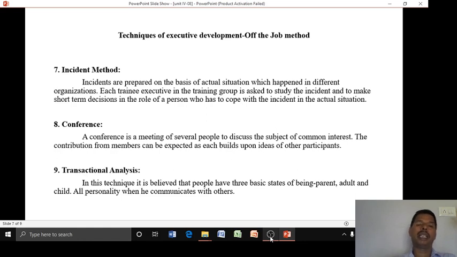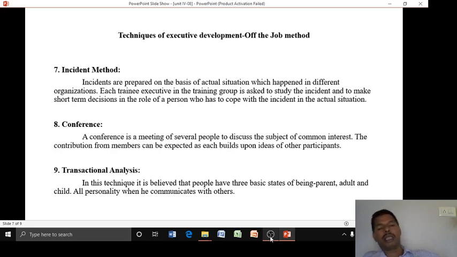Next, incident method. This method I also said in the previous session clearly when I talked about the training of employees. Incidents are prepared on the basis of actual situations which happened in different organizations. Each trainee executive in the training group is asked to study the incident carefully and correctly and to make short-term decisions in the role of a person who has coped with the incident in the actual situation. So we take it by linking a little with what his role might be.